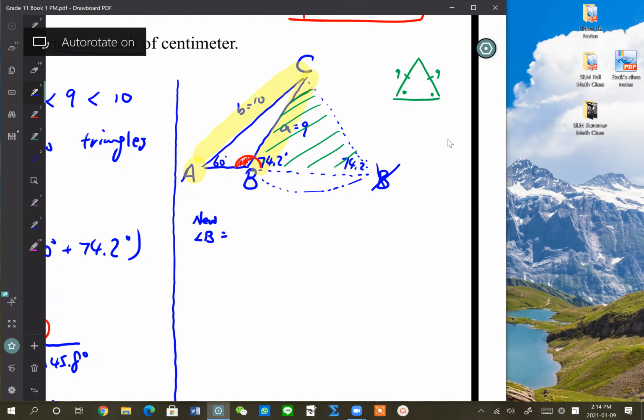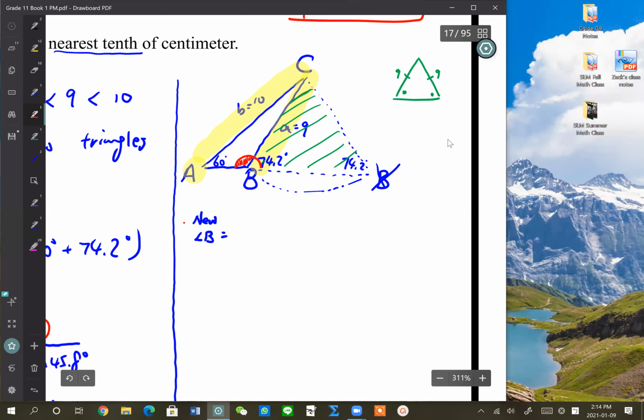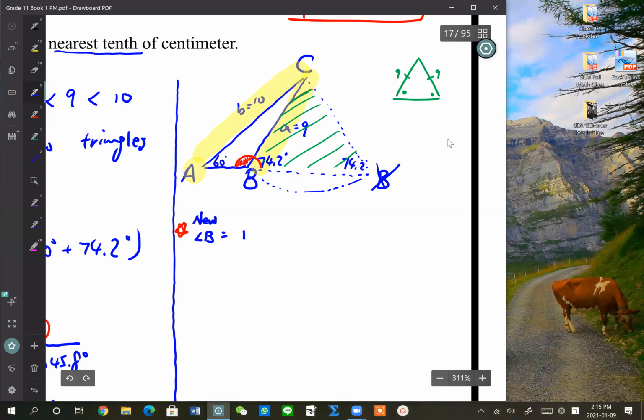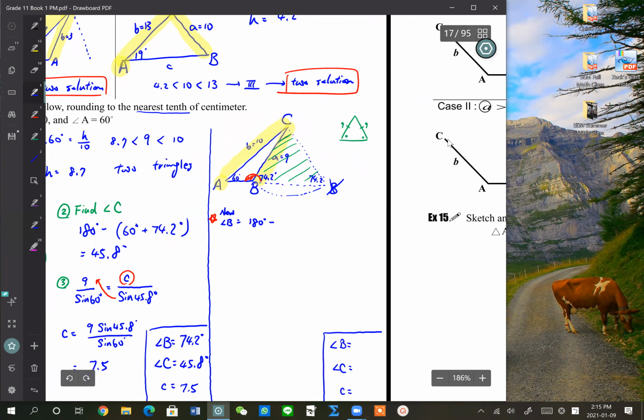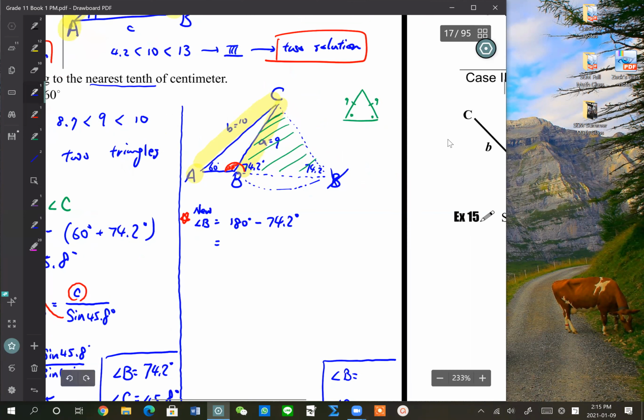So to get the new angle B, that's the key, right? Without this step, we cannot do anything, right? Because all your setups are the same. So angle B will be 180 degrees minus the original angle B, 74.2. So that will be what? Jiawen, what's the new angle B now? 105.8 degrees. Yeah, 105.8 degrees.